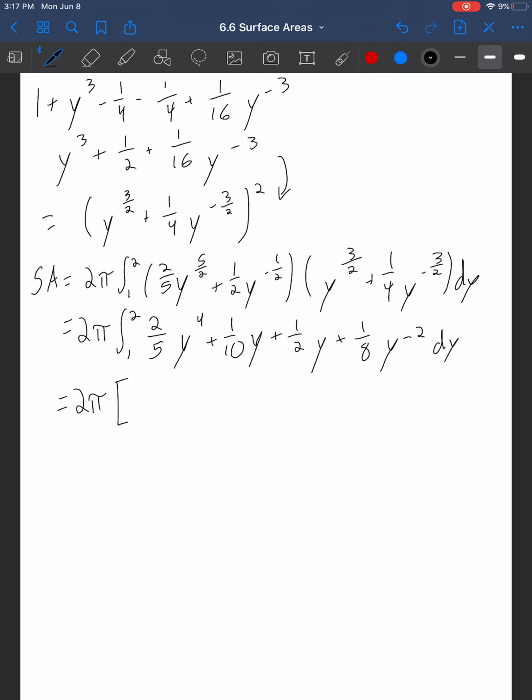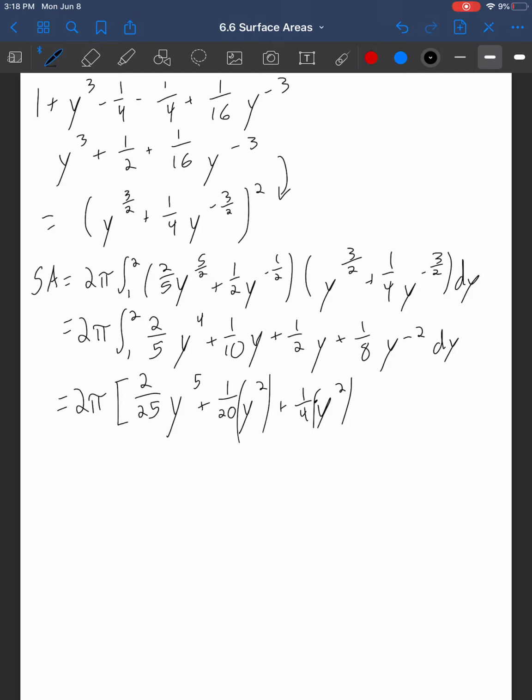Taking some integrals, 2 pi, integral of y to the 4th is going to be 1/5 y to the 5th. So this is 2 over 25 y to the fifth. Integral of y is 1/2 y squared, so this is plus 1 over 20 y squared. Same thing with this y term. We could have combined them. I didn't, but this will give me 1/4 y squared. This is multiplied. It's not on the bottom of our fraction right there. Should be a bit more clear with this.